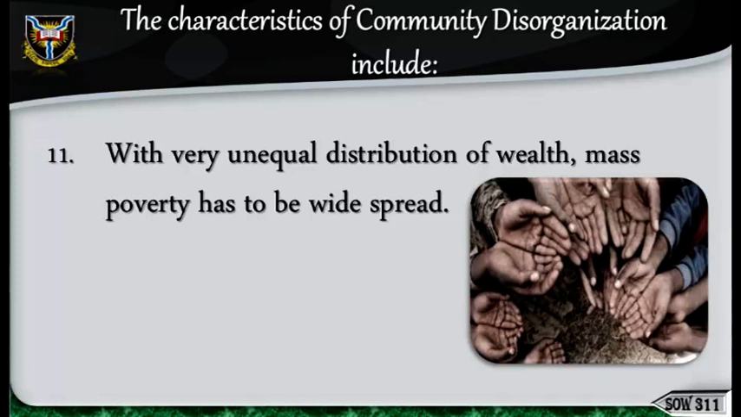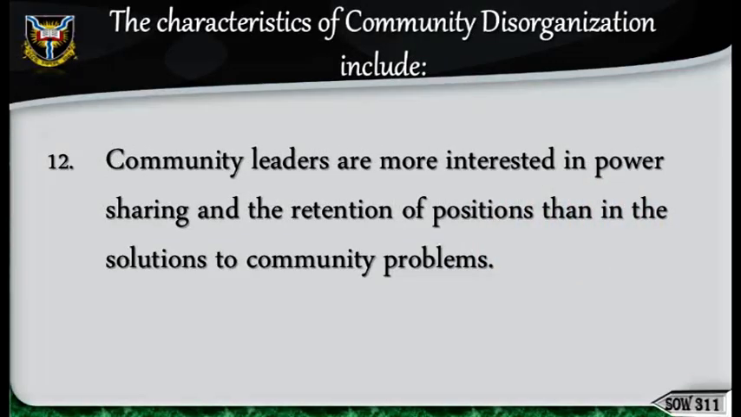11. With very uneven distribution of wealth, mass poverty has to be widespread. This may be evident in the decadence of local industries and poor living conditions of the people. 12. Community leaders are more interested in power sharing and the retention of position than in the solution to community problems. Hence, with lack of intelligent and imaginative local leadership, the administration of a disorganized community can be frustrated by low morale, apathy, and outright neglect.